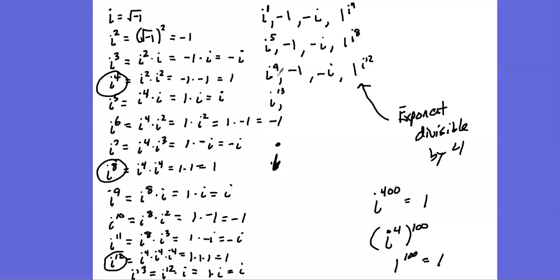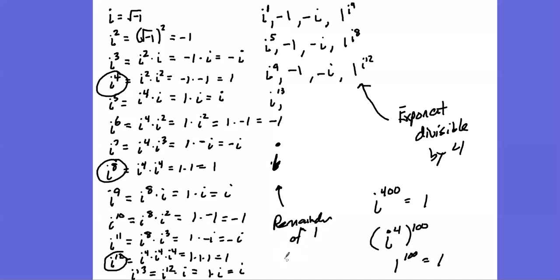Notice what happens with these in terms of divisibility by 4. Anytime you divide by 4, you get a remainder of 1. 1 divided by 4 is 0, remainder 1. 5 divided by 4 is 1, remainder 1. 9 divided by 4 is 2, remainder 1. 13 divided by 4 is 3, remainder 1. So your answer is always going to be i if you take your exponent and you get a remainder of 1.